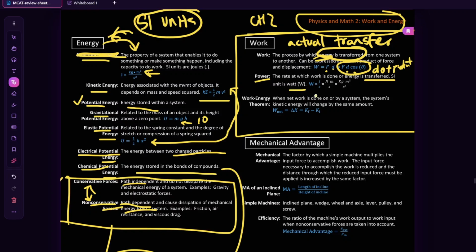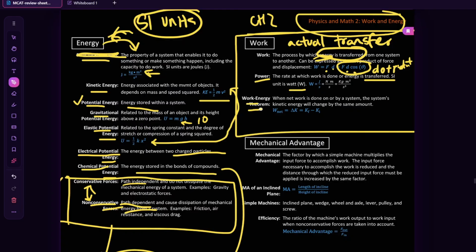So watts is equal to joules over seconds, or in other words, joules over time, basically. So let's say a simple example: a machine does 500 joules of work over 10 seconds. What's its power output? It would be 500 divided by 10, which is equal to 50 watts. That's a simple example for power.